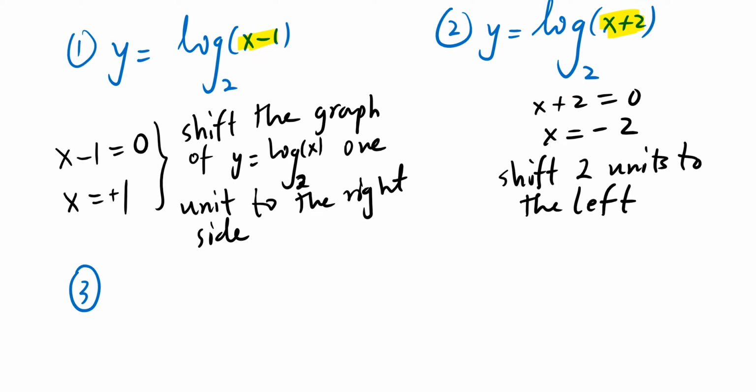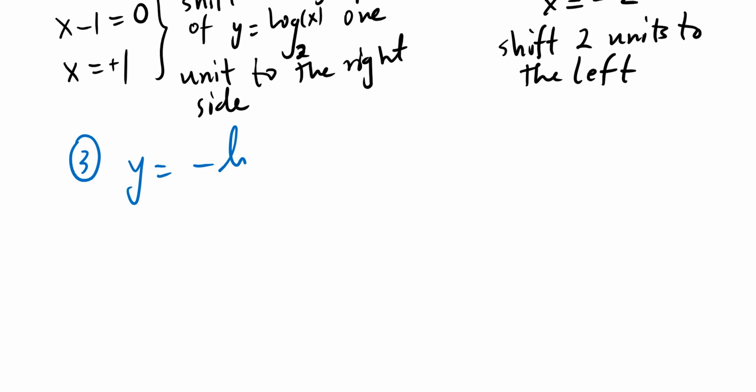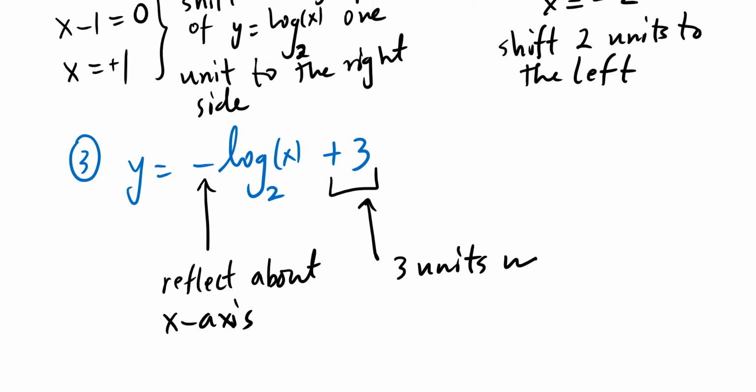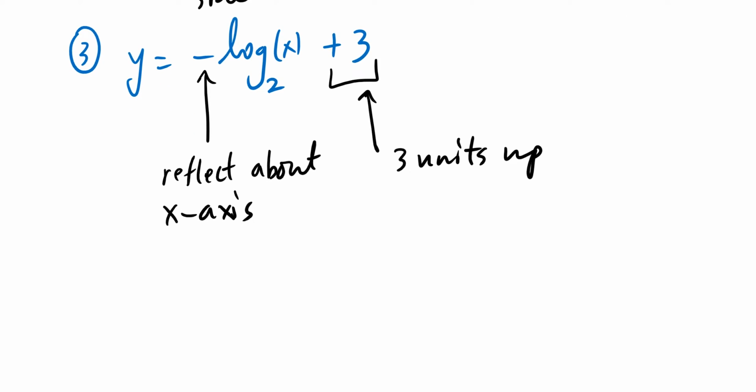What if they make more changes, like a different function? y equals negative log of x base 2 plus 3. So I see two changes here. The first change is the negative sign. So the first thing we do, the negative sign, always on y, makes it negative y, means reflect the graph of y equals log x base 2 about the x-axis, as we've seen in the previous section. And the plus 3 means 3 units up. So we shift the graph of log x 3 units up.